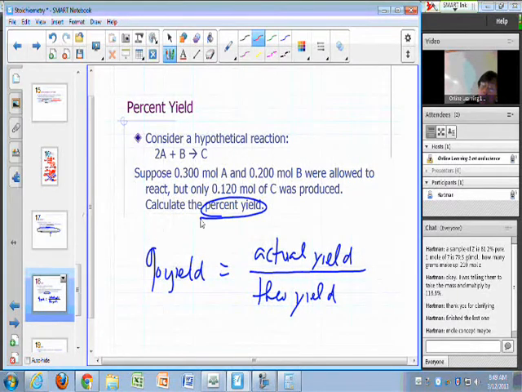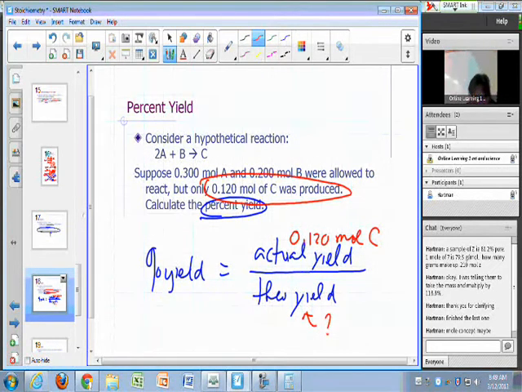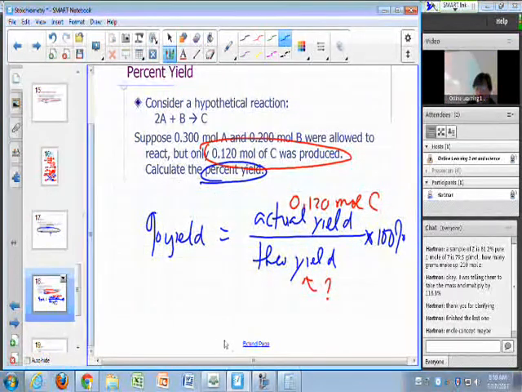Okay, so this question tells you the actual yield. Your actual yield is 0.120 moles of C. You have to figure out your theoretical yield in order to calculate the percent yield. Of course, this is to be expressed as a percentage, so you multiply this by 100%. So the question ends up being a question of finding out what the theoretical yield is.